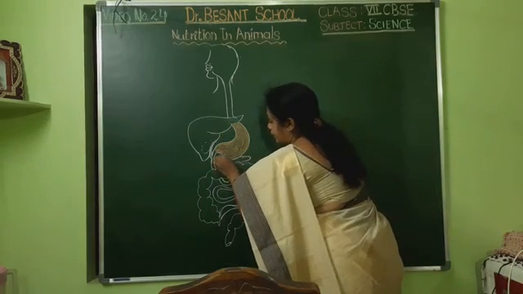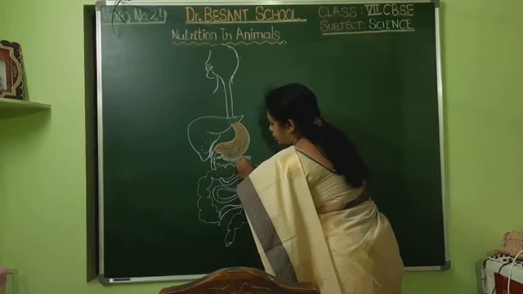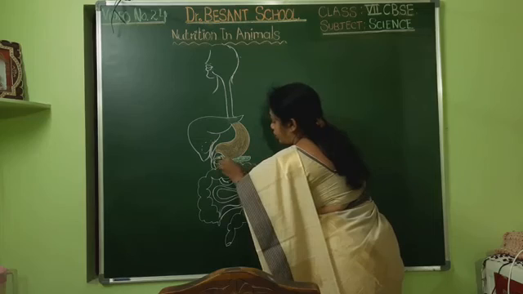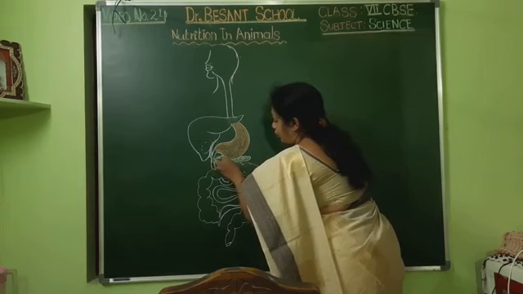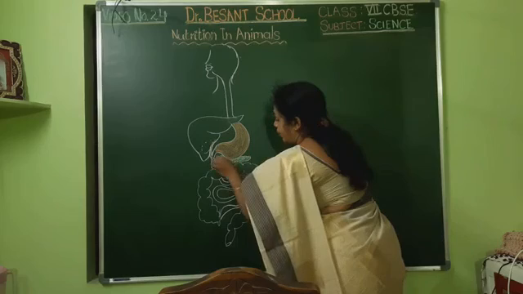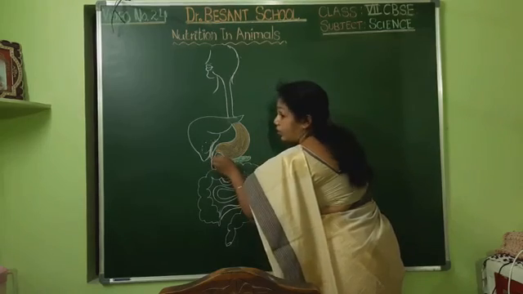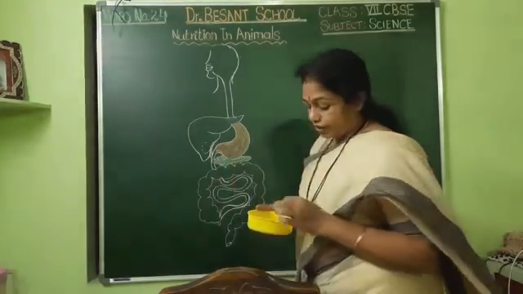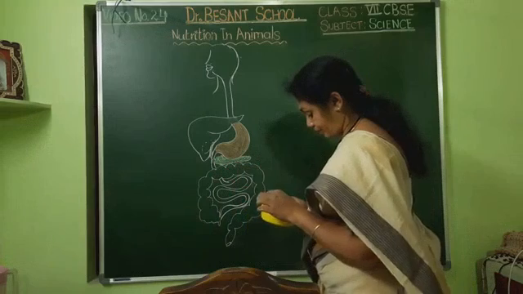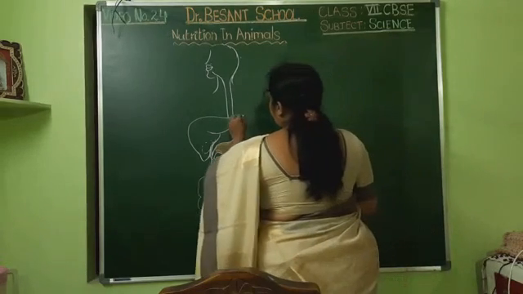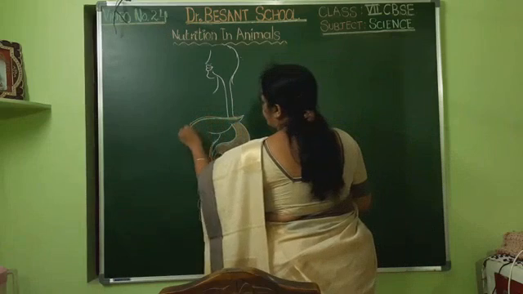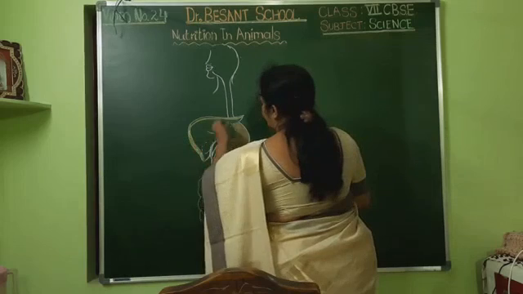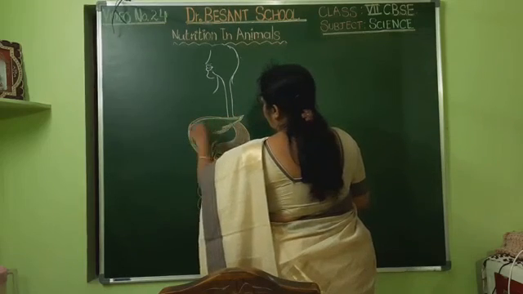So this is the pancreas. That's why I'm coloring it like this. You learn the diagrams. That is enough. Okay. So here I have drawn the pancreas. Next, liver. Liver will be maroon colored. Okay. This is the largest organ.